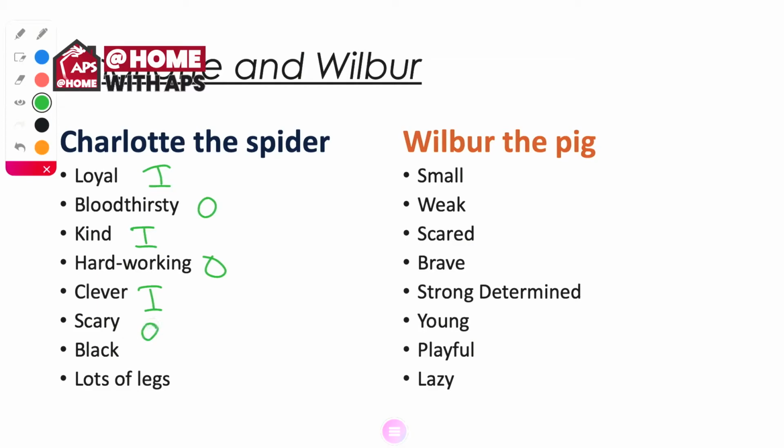Scary. Outside. Black. Outside. Lots of legs. Outside. And then you could probably take a look at those for Wilbur and do those on your own, right? Small, weak, scared, brave, strong and determined, young, playful, and a little bit lazy.